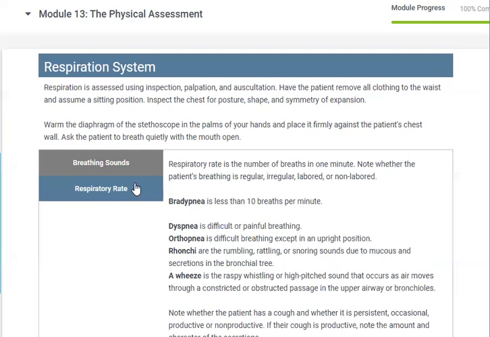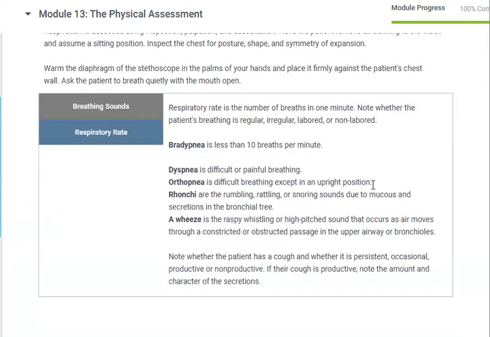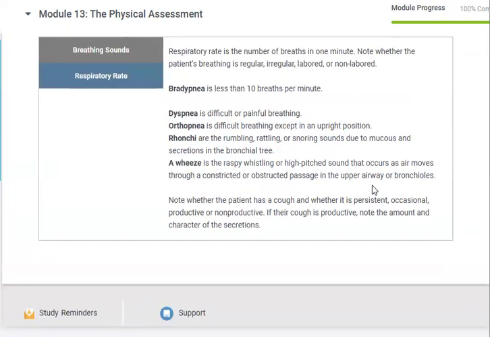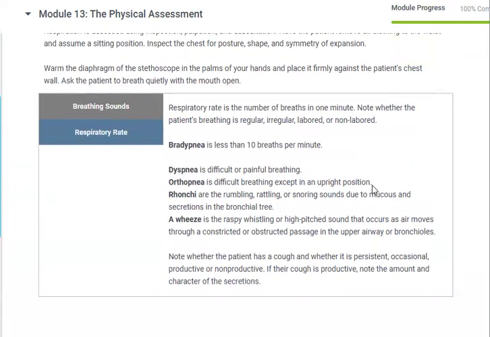Respiratory rate is the number of breaths in 1 minute. Note whether the patient's breathing is regular, irregular, labored, or non-labored. Bradypnea is less than 10 breaths per minute. Dyspnea is difficult or painful breathing. Orthopnea is difficult breathing except in an upright position.